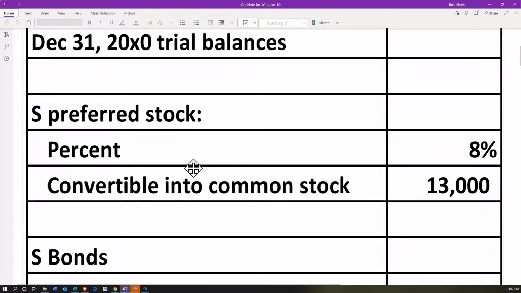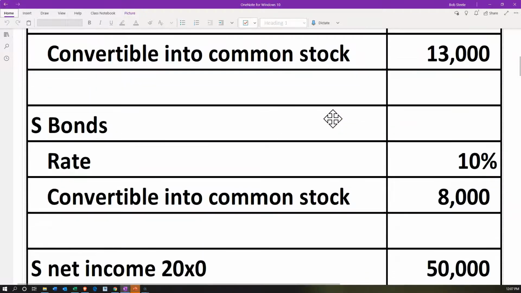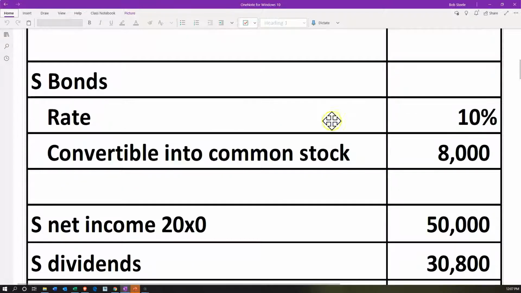Then we have the S or subsidiary preferred stock, the percent at 8%, and they're convertible into common stock. So that means we're going to use that to calculate the basic earnings per share and the diluted earnings per share. Then we have S or subsidiary bonds. The bonds have a rate of 10%, convertible into common stock 8,000. We'll see the actual amount of the bonds when we get to the trial balance.